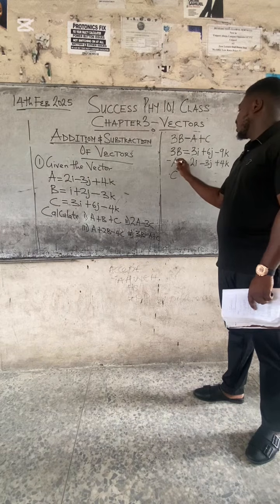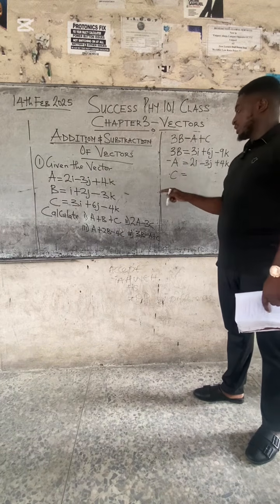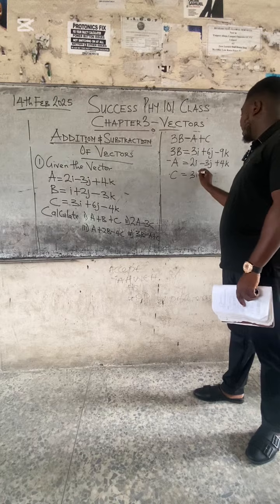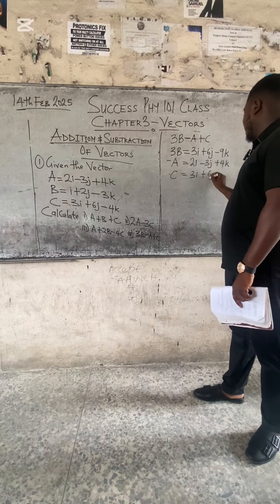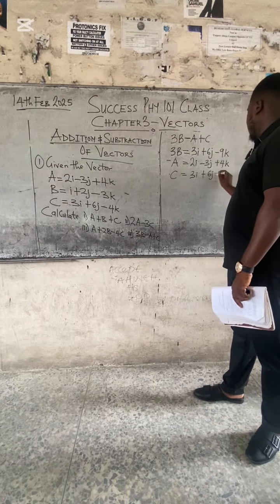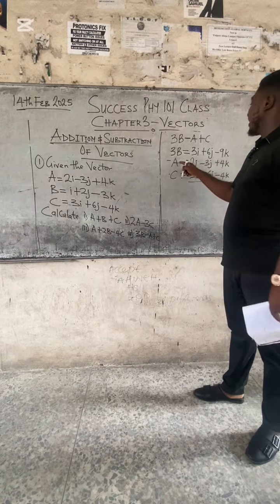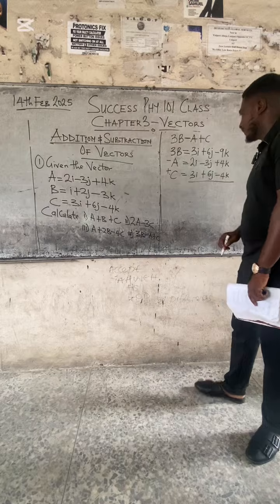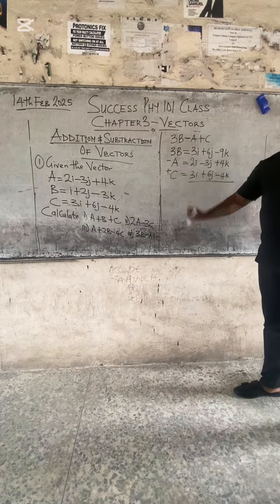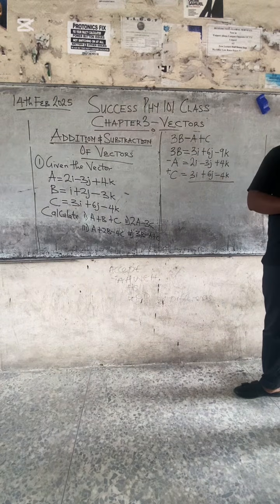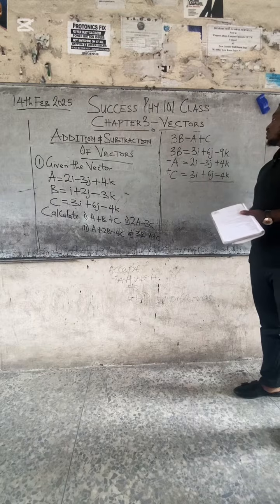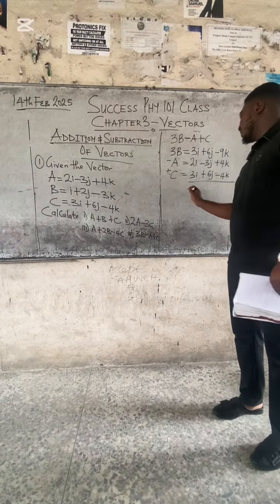Who is c? c is 3i plus 6j minus 4k. So we have 3b minus a plus c.